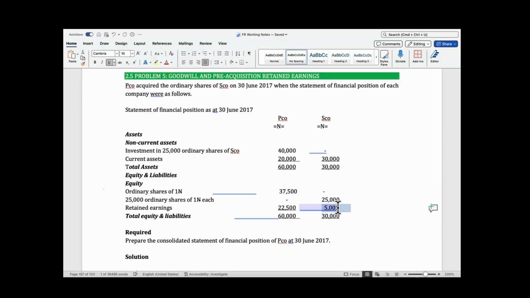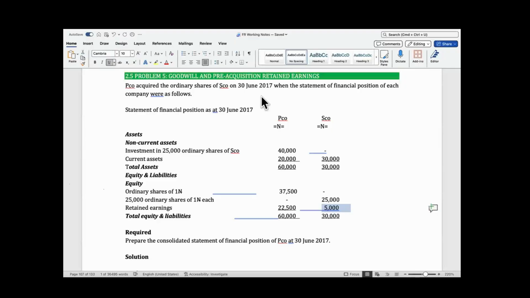Okay, Shaya, I can see your hand. Please. From what we've been looking at, in my understanding, we should take that out because it is not from inception that the acquisition happened. So it means that the 40,000 naira Pico paid has covered the retained earnings. So that's my understanding. It should be part of what we will cancel. Nice one, Shaya.